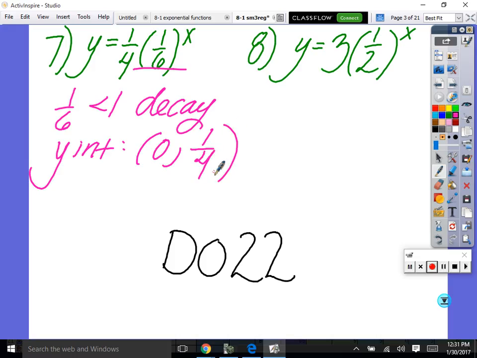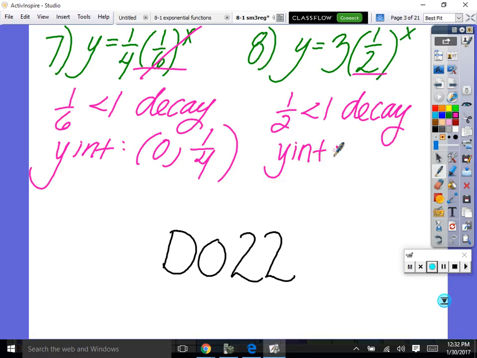1/4. Plug in 0. 1/6 to the 0 power is 1, so that would go away. And we get 1/4. So this one is also decay because a half is less than 1, so it's exponential decay. And our y-intercept is our initial value, which is 3. So we would say 0, we plug in 0, and we get out 3, x, y.